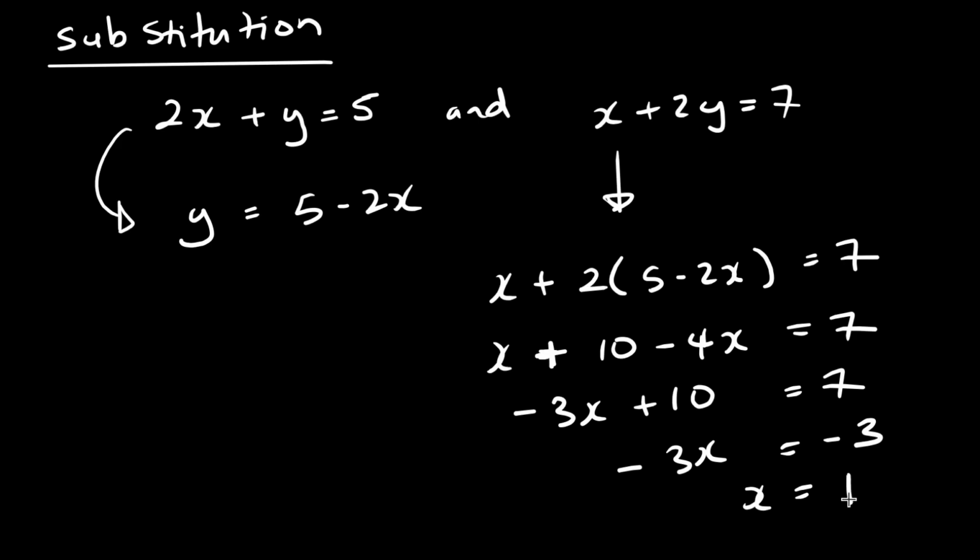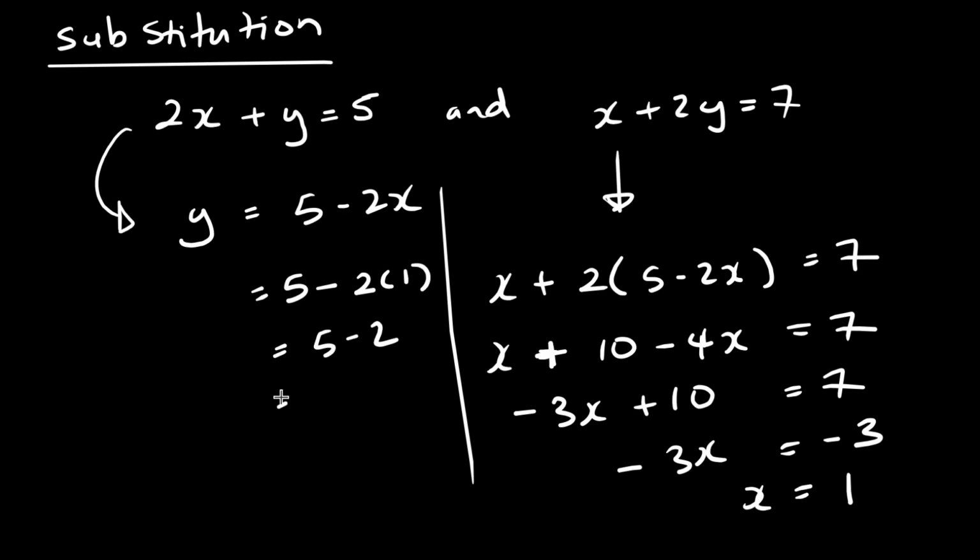Which means our solution, did we get a solution before? We only have x so far. Our solution will be given by, if we know that y is equal to 5 minus 2x, 5 minus 2 times 1, which is 5 minus 2, which is 3. All right? So our solution, again, is just going to be (1, 3).